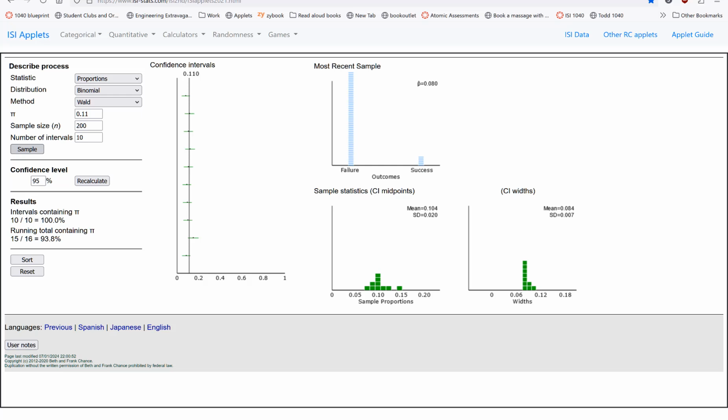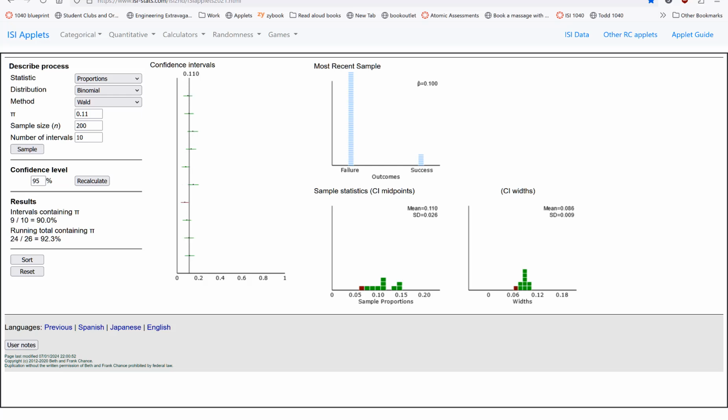Now if I do 10 intervals at a time, you can see these are all the different sample proportions I got, and these are my different confidence intervals. Each of these confidence intervals is centered somewhere different because it has a different sample proportion in the middle. But each of these happens to contain my population parameter of 0.110. And I could keep taking more samples.